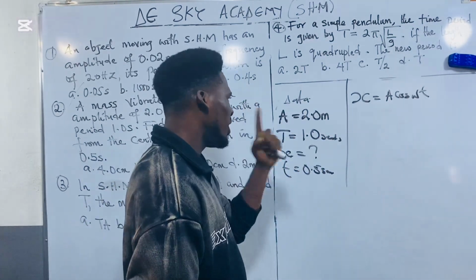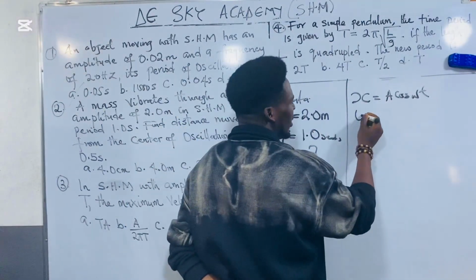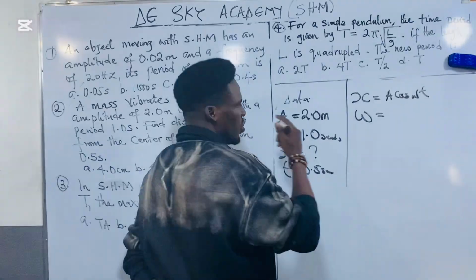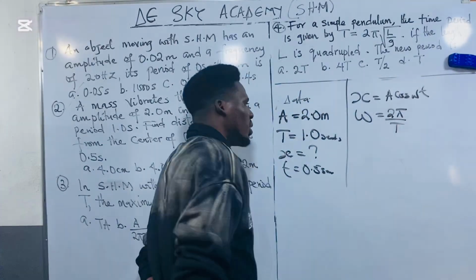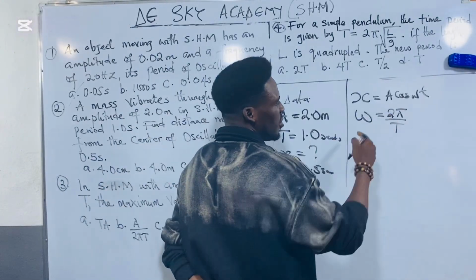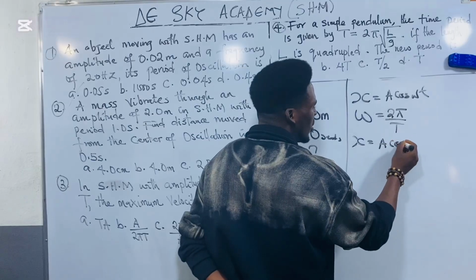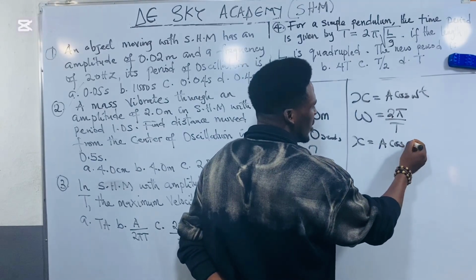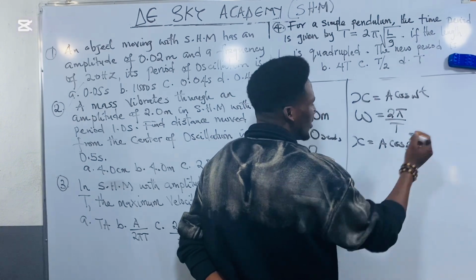Then omega, they didn't give us omega, but they gave us time. So you should recall that omega is equal to 2 pi over t. Any place I see omega, I will put it as 2 pi over t. That means the horizontal component will now be A cos 2 pi over t times t.